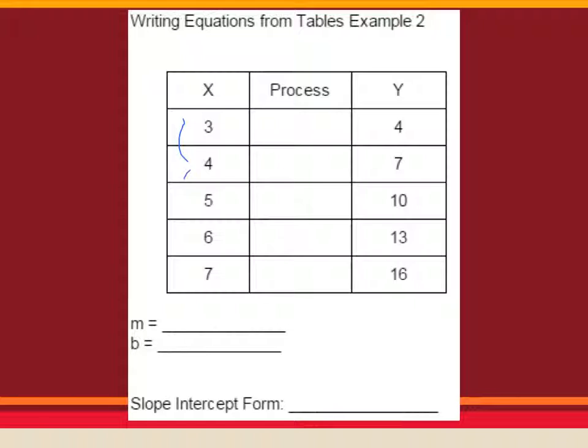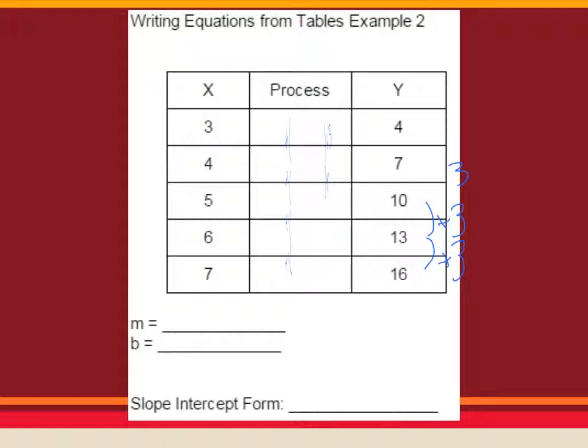Our change in the x values, we go from 3 to 4, 4 to 5, 5 to 6, and 6 to 7, is plus 1. So our change in x values is plus 1. Looking at the change in y values, this is plus 3. To get from 4 to 7, we're adding 3. To get from 7 to 10, we're adding 3. To get from 10 to 13, we're adding 3. And from 13 to 16, we are adding 3.